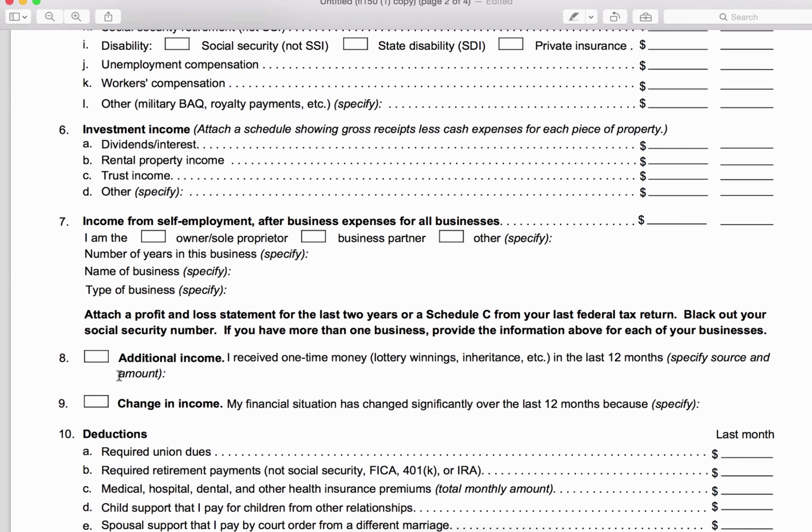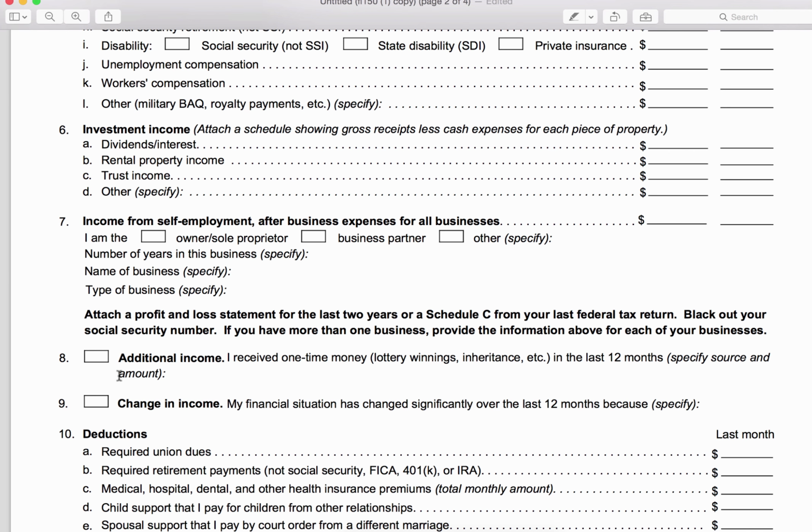Next, indicate what your role in the business is, whether you're owner, sole proprietor, business partner, or something else. Let the court know how long you have been with the business and what its name is. Also state what type of business it is. If you have more than one business, attach a continuation sheet with all this information for the other businesses. You will also need to attach a profit and loss statement for the past 2 years or your most recent Schedule C from your tax return.